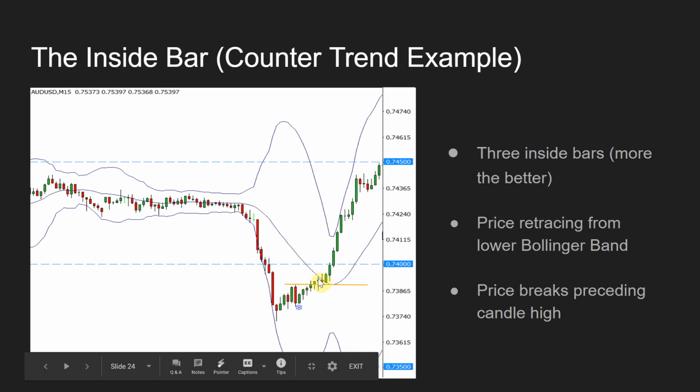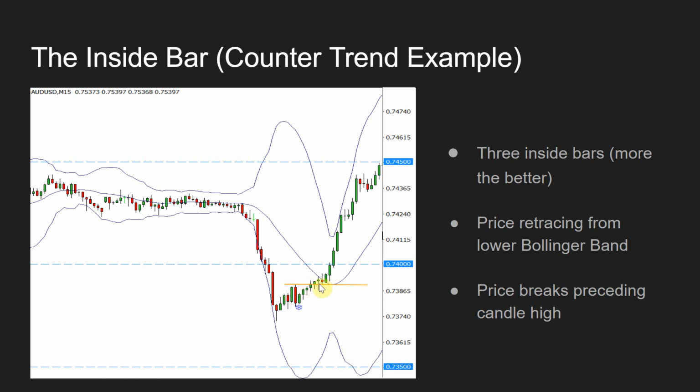Again, the more inside bars you get, the more reliable the signal is, in my view. And because price is compressed and squeezed and wants to break out of its range, we've also got the price retracing away from a Bollinger Band, as we talked about in some of the previous series in this candlestick pattern course, retracing away from it. And then, as you can see here, I've drawn a high above here and price has broken through that. As soon as it breaks through, we then enter to go long here.